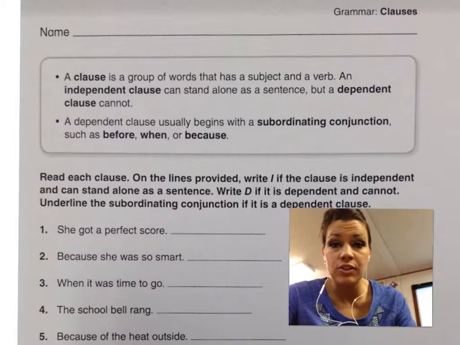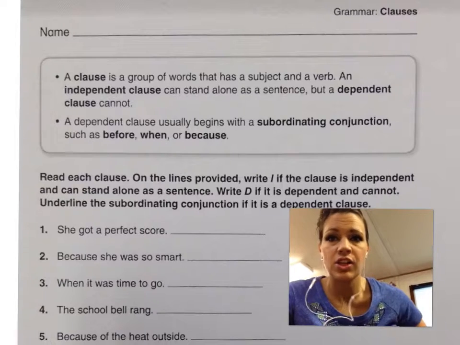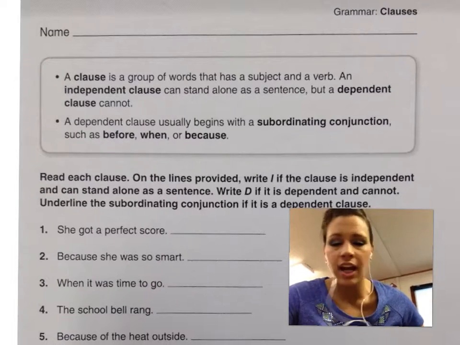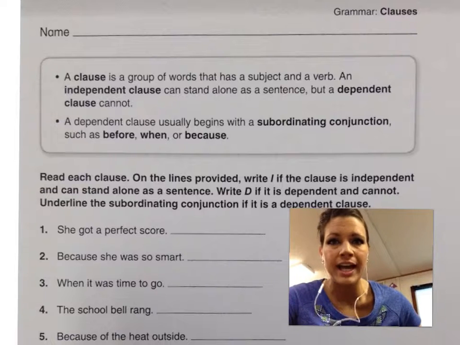You are a dependent right now. You're relying on your parents or your grandparents to raise you. So dependent means they cannot stand alone. They rely on someone else.